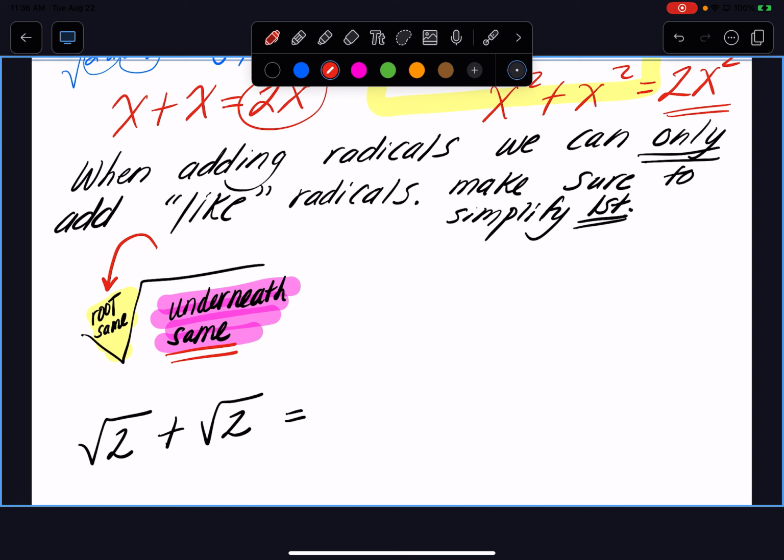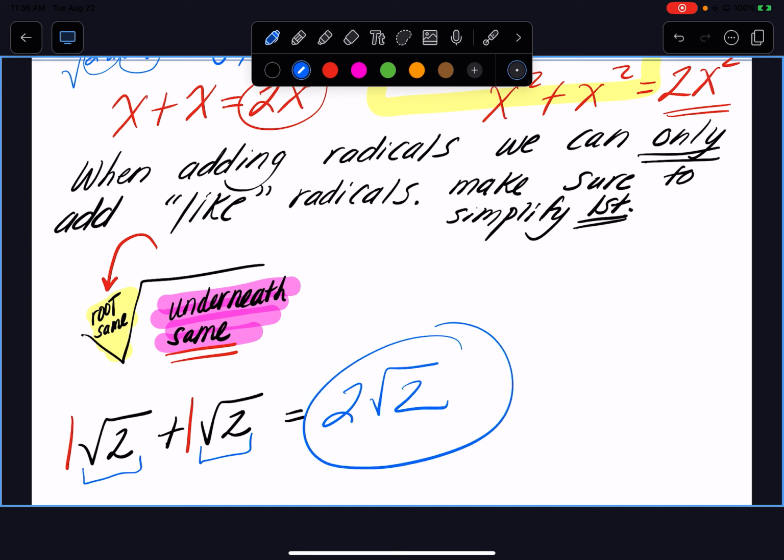So let's look at root 2 plus root 2. Everybody listen. This is 1 apple plus 1 apple. Are they both apples? Is the root and underneath the same? Yes. So how many apples do we have? 2 apples. The apple doesn't change. You do not add underneath the radical. That's not how it works. These are just like terms. 1 root 2 plus 1 root 2 is just 2 root 2s. Do the apple thing if you have to.